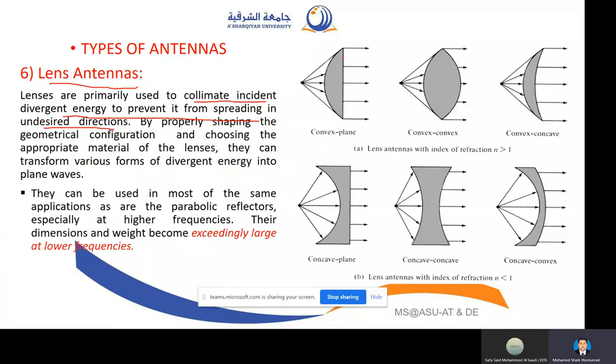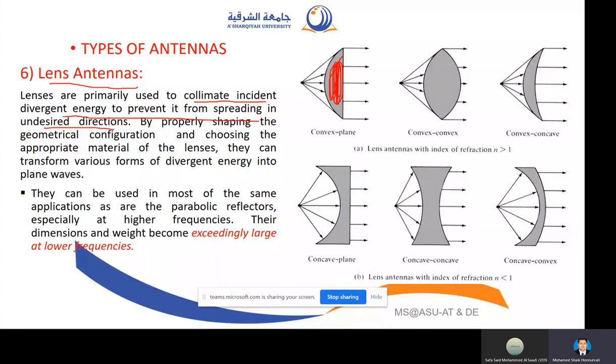You can see this is the lens. Lens means like a glass. Okay. So if you apply the source, that is the electromagnetic waves passing through this lens, we can see all the electromagnetic waves get spread uniformly and go in one direction only.